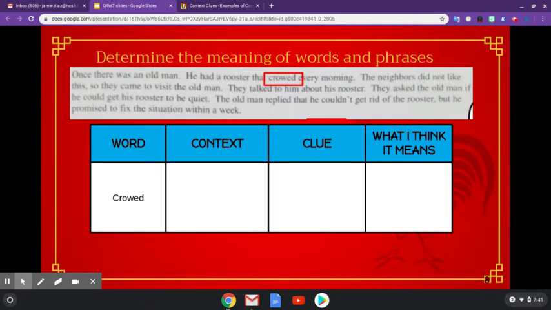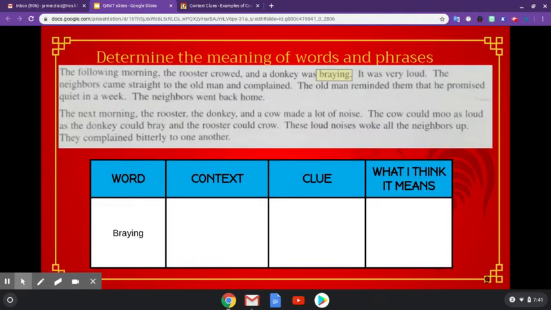So, okay, going into the words, the first word is crowed. Once there was an old man, and he had a rooster that crowed every morning. The neighbors did not like this, so they came to visit the old man. What do I think it means in the context? He had a rooster that crowed every morning. The clue is rooster, every morning, rooster to be quiet. And what do I think it means? To make a loud sound, or a sound that a rooster may make.